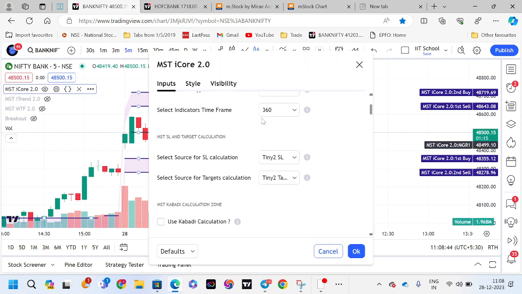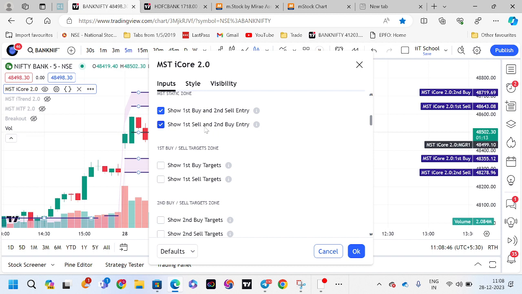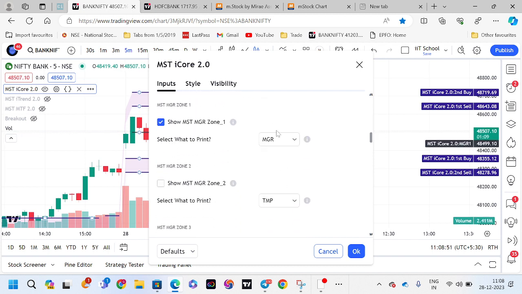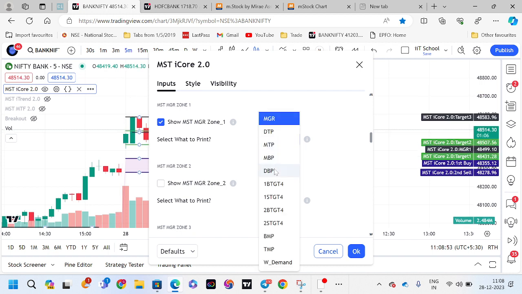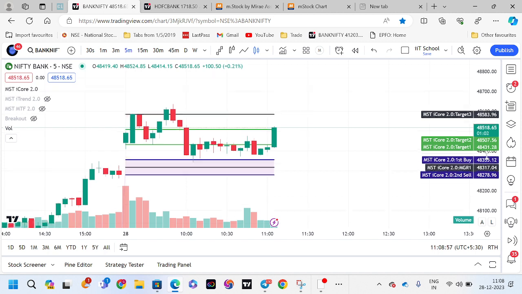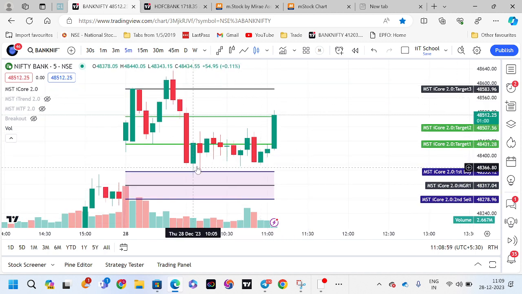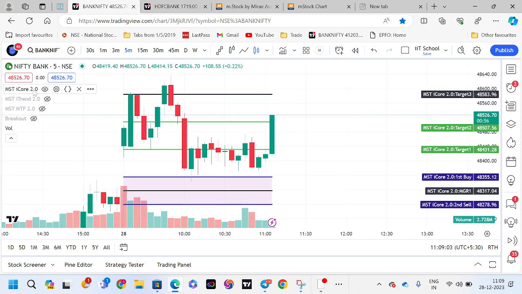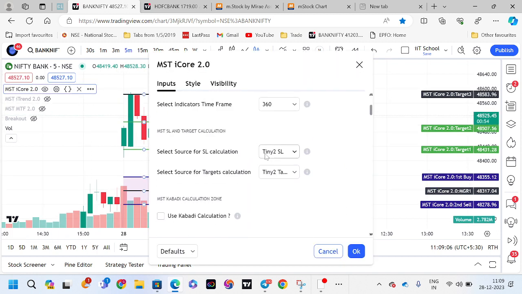See here, I have kept the 360-degree format. Since buy is activated, I am removing the sell order. I am enabling the DBP, bottom midpoint. That's all. So now you exactly see buy activated and two targets perfectly hit.